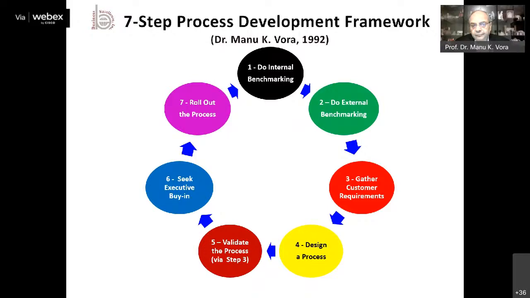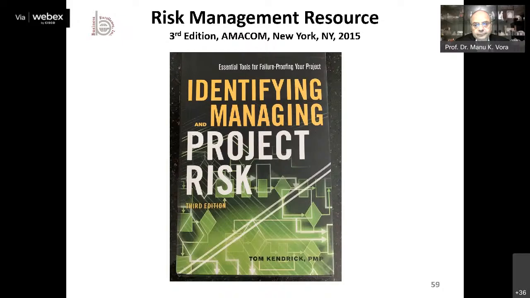Based on steps 1, 2, 3, in the fourth step, you design a process. Fifth step, you validate the process by going back to step 3. Then your final process is put together and you deliver it to get the executive buy-in. And once the executives buy in, you roll out the process with the first training of all the executives, and then a train-the-trainer approach for the rest of the people. It's a neat way to continuously focus on essential areas for developing a new process or improving an existing process.